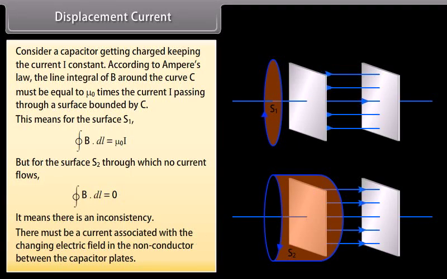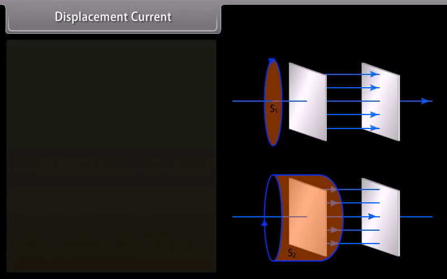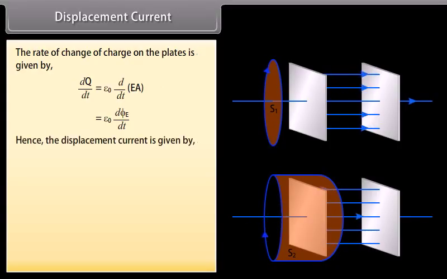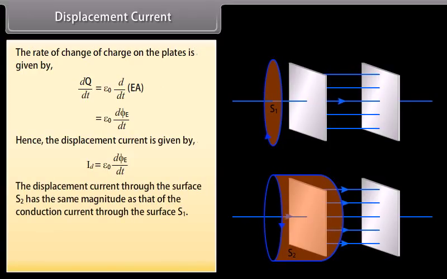There must be a current associated with the changing electric field in the non-conductor between the capacitor plates. The rate of change of charge on the plates is given by epsilon naught d/dt of EA, which is equal to epsilon naught d phi E by dt. Hence, the displacement current is given by I_D equals epsilon naught d phi E by dt. The displacement current through the surface S2 has the same magnitude as that of the conduction current through the surface S1.